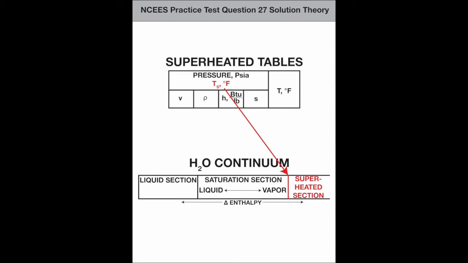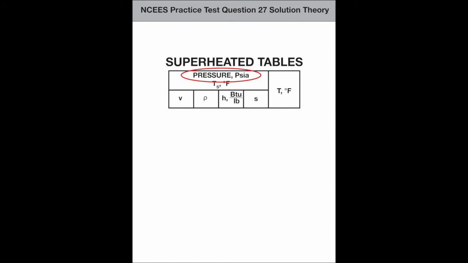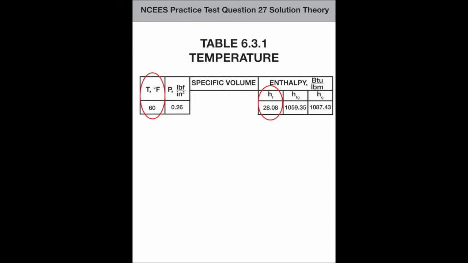Things are further simplified by the combining of pressure and temperature data into one table. So start by finding the pressure. Then look up the temperature in the right column, and you've got the pertinent data in a row. Simple. Now use the variables given in the NCEES practice problem and the knowledge of the tables. Table 6.3.1 gives the enthalpy of saturated liquid water, h sub f, at 60 degrees Fahrenheit as 28.08 BTU per pound mass.